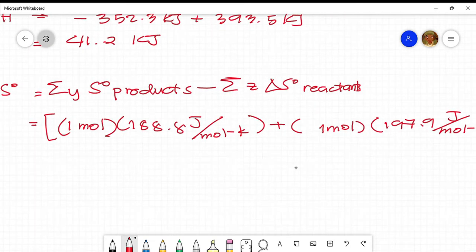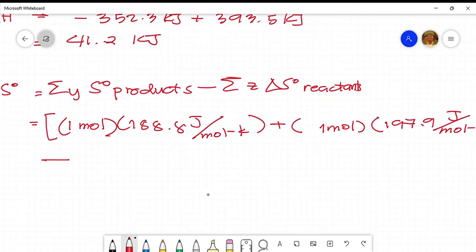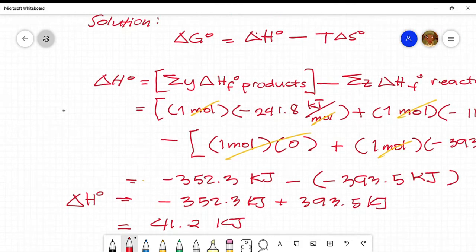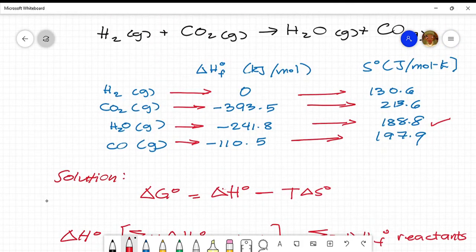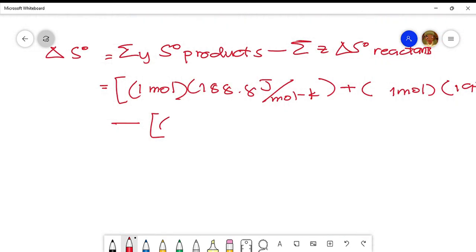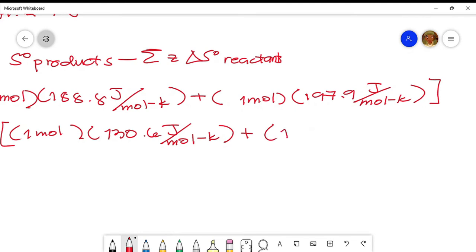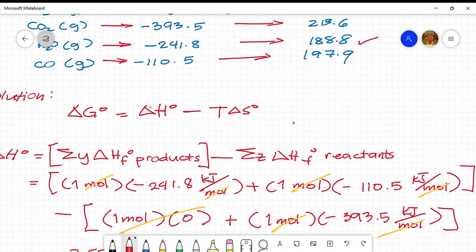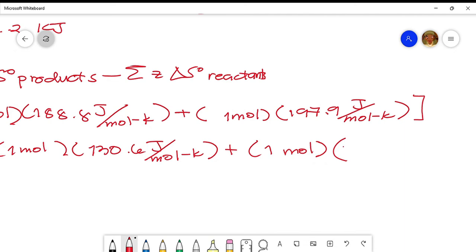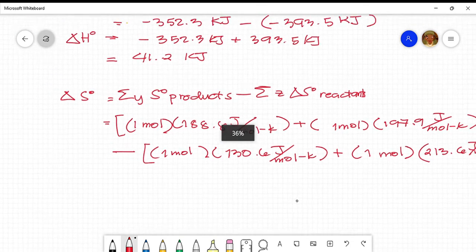And then we subtract the reactant side. For the reactant side, we have 1 mole of H2 times 130.6 joule per mole Kelvin, plus the second component in the reactant side, we have 1 mole of CO2, and if we go back, we have 213.6 joule per mole Kelvin. And let's close this up. So this is the formula.